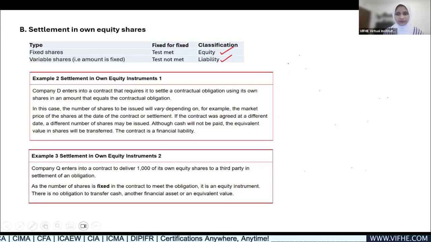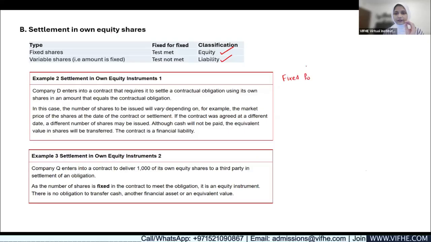So, guys, there are so many times where the organization will say that when I have to make a payment for this, I'm not going to make a payment in cash. I'm going to make a payment in my own equity shares. I will issue equity shares in my organization for this. And if that is the case, then you have to look at the contract words, what the contract is saying. Instead of writing these big words, I'll just write shortcuts: F2F test is met, and F2F test is not met. Two scenarios I'll show you.